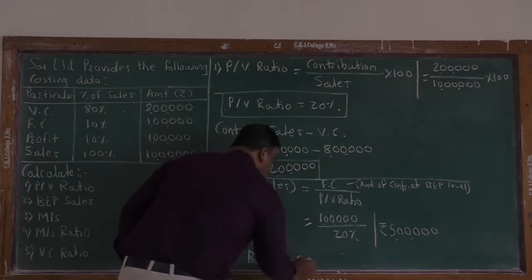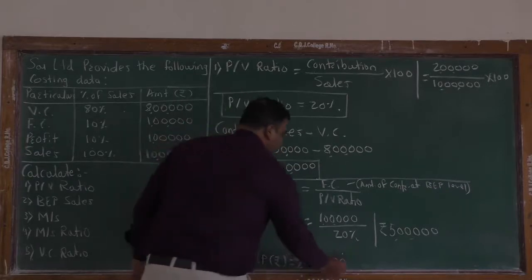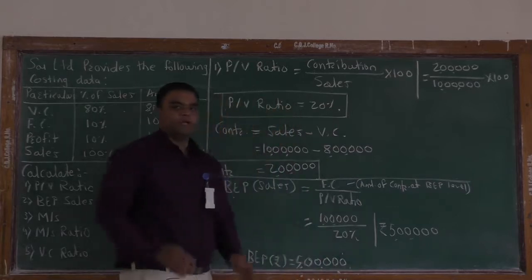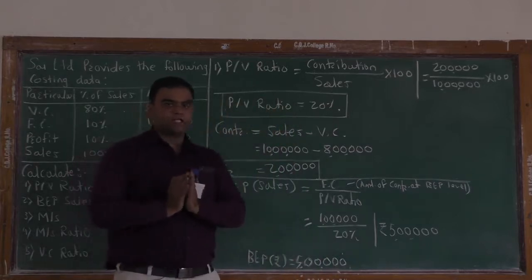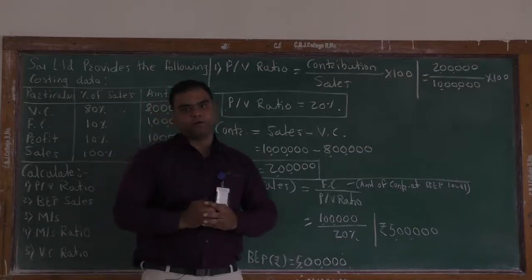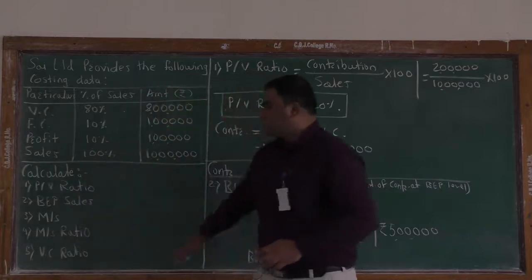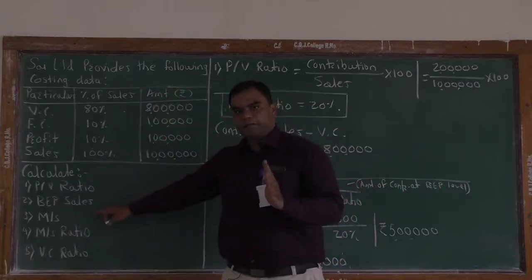It means when our sales becomes 5 lakh, our total cost will also be 5 lakh. Both will become equal, and that stage is called the break even stage or no profit no loss stage. So we have calculated 2 items of the problem.